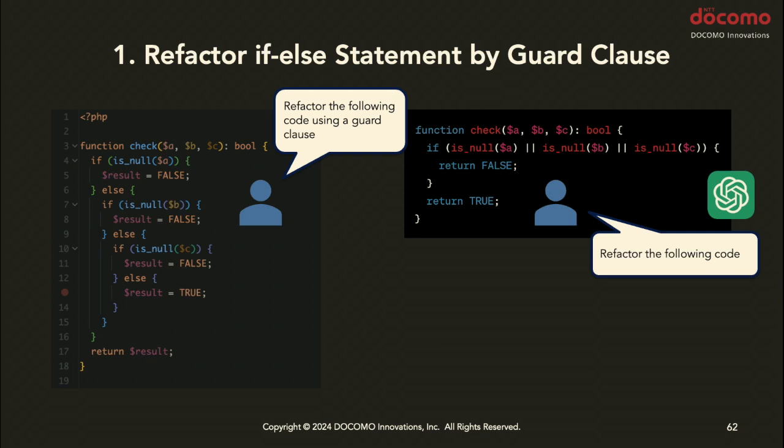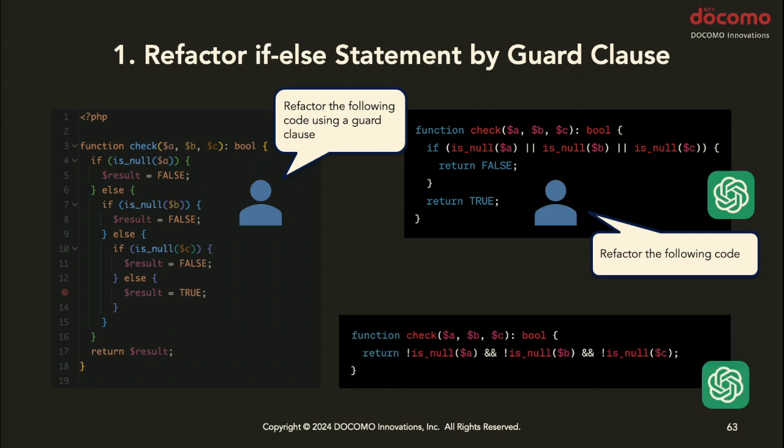And then further prompting ChatGPT to refactor the following code again. So this transformed logic written with if-else into just a single line. Starting from the if-else, if-else, if-else, we gave ChatGPT a prompt, refactor this code, and then ChatGPT rewrote the code with only a single if statement, returning true or false.